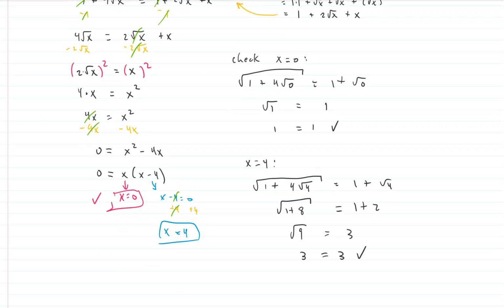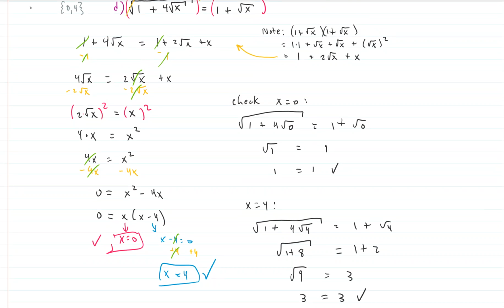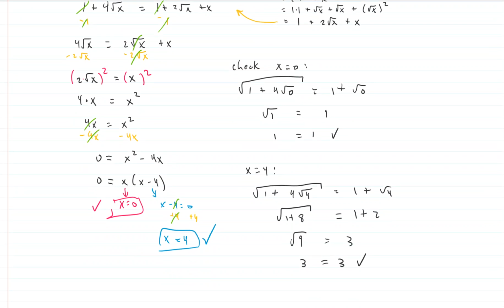So lucky for us, this one, both of these solutions were valid. So x equals 0 and x equals 4, both are valid solutions to our equation. That's it. Hopefully this was helpful. Hopefully you learned a little bit about solving radical equations, and hope you enjoyed it.